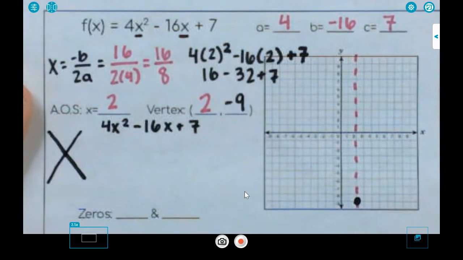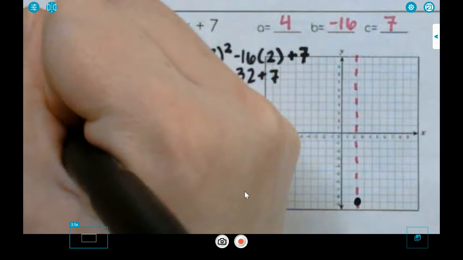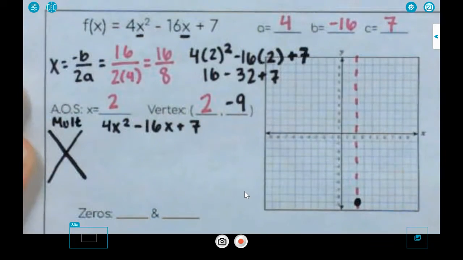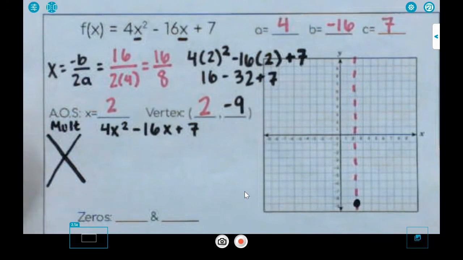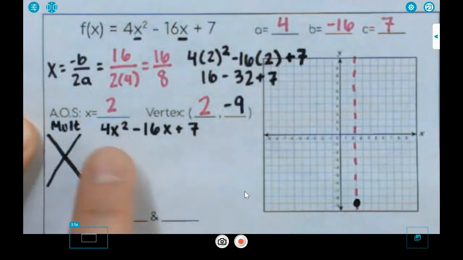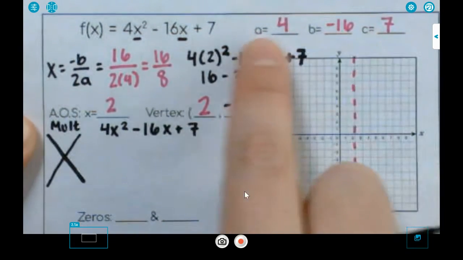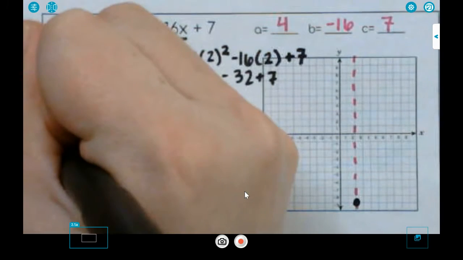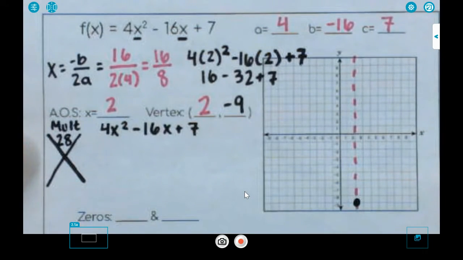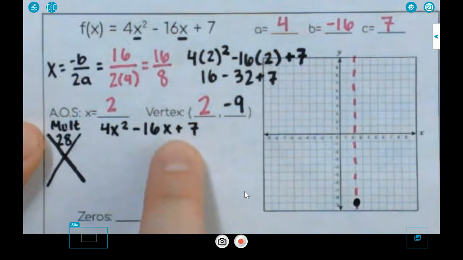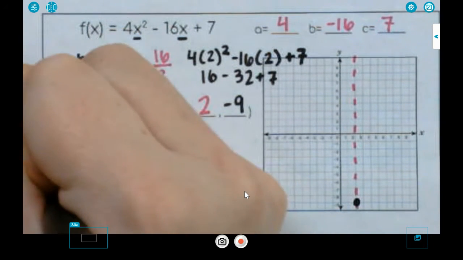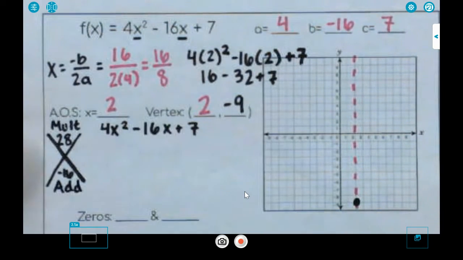so I can figure out what numbers to use to split up my middle term. I need to find two numbers that multiply together to be a times c. My a times c here is 4 times 7. That's 28. So my two numbers need to multiply to 28, and they need to add to my b value, which is negative 16. So multiply to 28, add to negative 16.